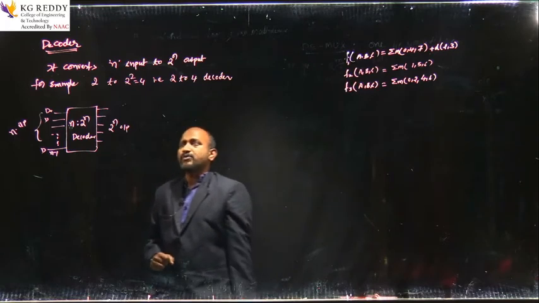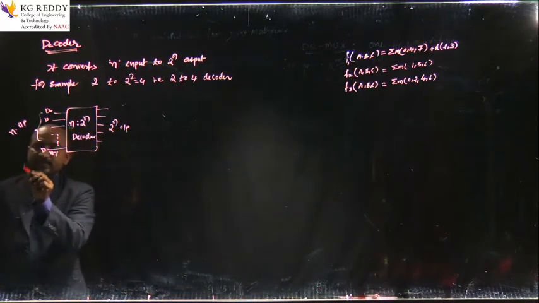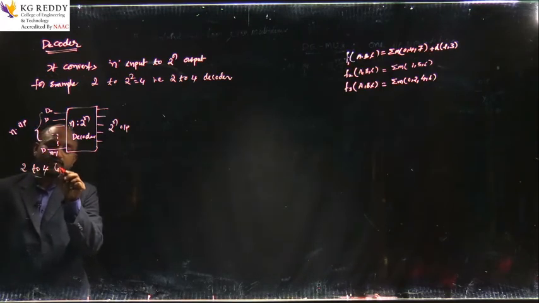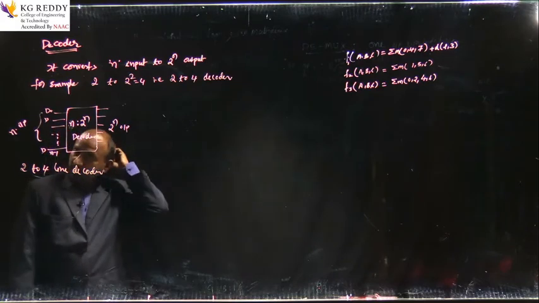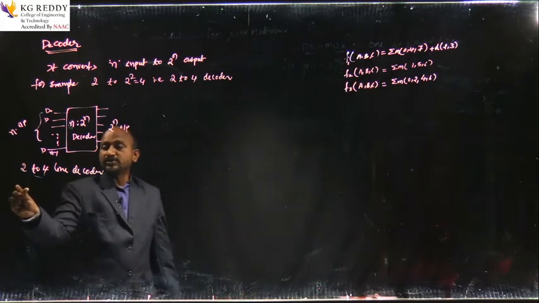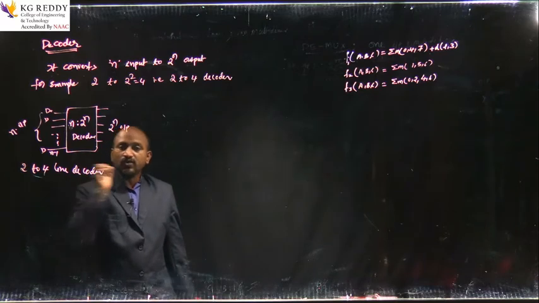Let us take one example. First example is the 2 to 4 line decoder. For this 2 to 4 line decoder, we require 2 inputs and 4 outputs.